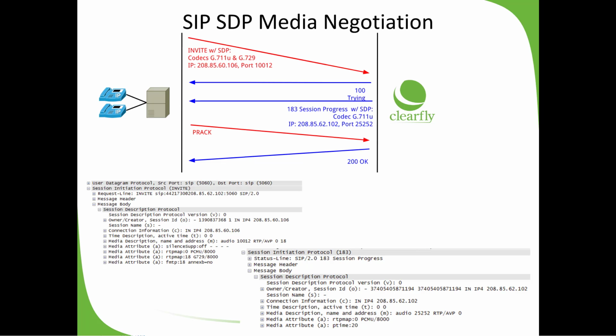In this example, the phone system sends an invite with an SDP that specifies G.711 MULA and G.729, in that order, as the codecs that are supported, a connection IP of 208.85.60.106, and a connection port of 10012. This is the IP and port that the phone system is asking us to send RTP packets to.